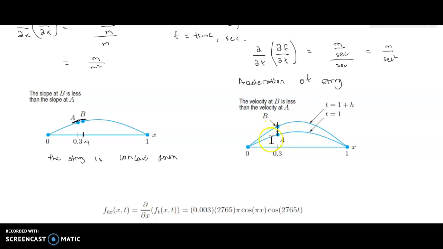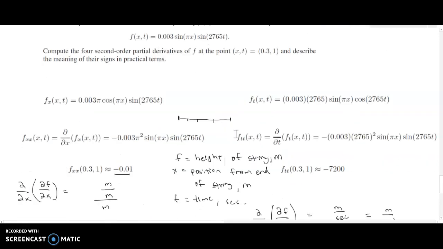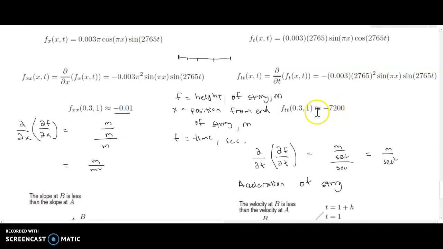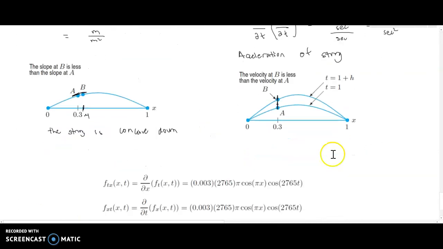And we know that because the concavity of the function is negative. So that means the function is concave down, and we could say that the velocity at b, a time unit later, is less than the velocity at a, 1 time unit before that. So it's basically telling us that the string is slowing down. Its velocity is getting shorter.